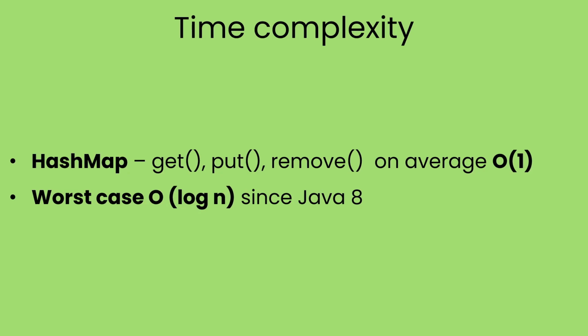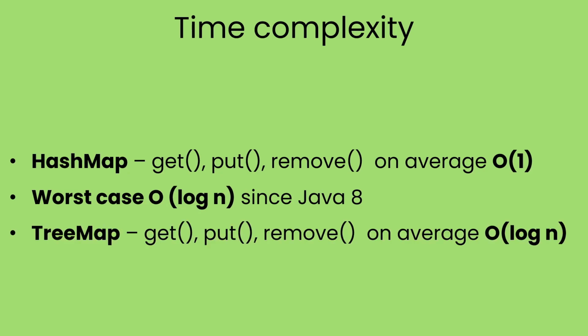And it is much faster. In the case of TreeMap, get, put, and remove operations on average take O(log n) instead of constant time. And the reason why? Because TreeMap is sorted, as we know, and it is using a balanced binary tree. This is the main reason why it has this time complexity on average.